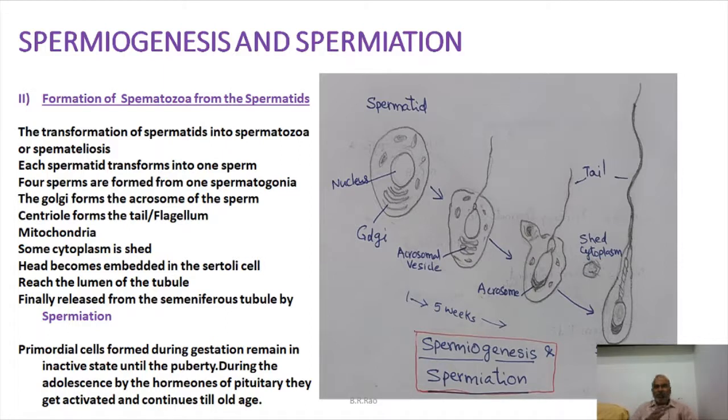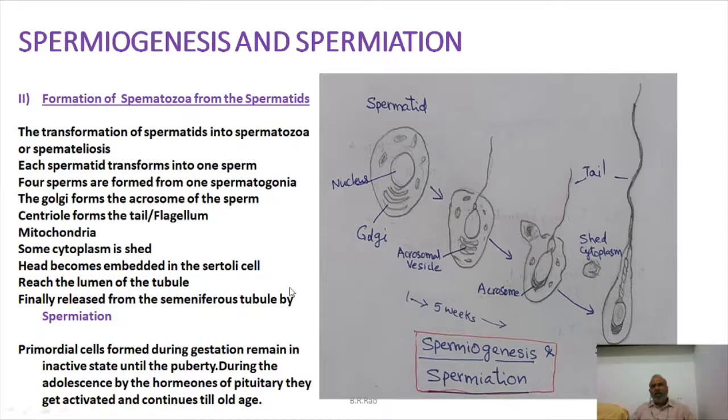Where are these? These are located by the side of the germinal cells. They are activated by certain hormones like FSH. We are going to see the hormonal control also at the end. Now some cytoplasm is shed, the head becomes embedded in the Sertoli cells, and they go to the lumen, from where they are released into the tubules. This process of liberation of sperms from the germinal epithelium into the tubules is called spermiation.